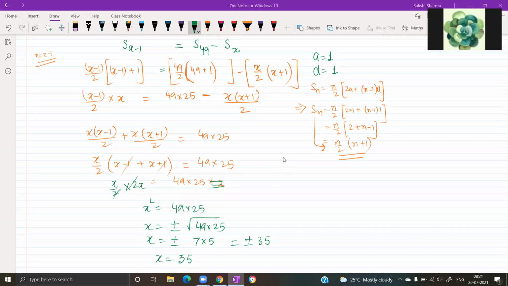Ma'am, for the sum of x minus 1 terms, I have actually used this expression. The one on the right hand side where I have simplified the sum of the first n terms. I've used the value for a and b, and this is how the representation is. So I only have to replace n with x minus 1.